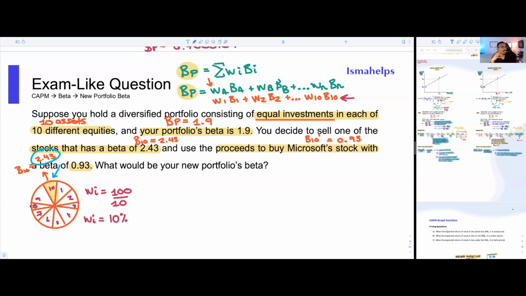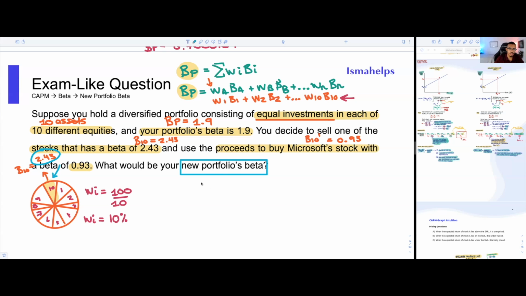Now, I'm really doing this to give you context, and you'll see why in just a second. Now let's follow my magic trick to solve these new portfolio beta questions. Our mission is to solve for the new portfolio beta once we execute this sale and purchase. So we're selling one stock to purchase another stock. What we're going to do is write a few things.